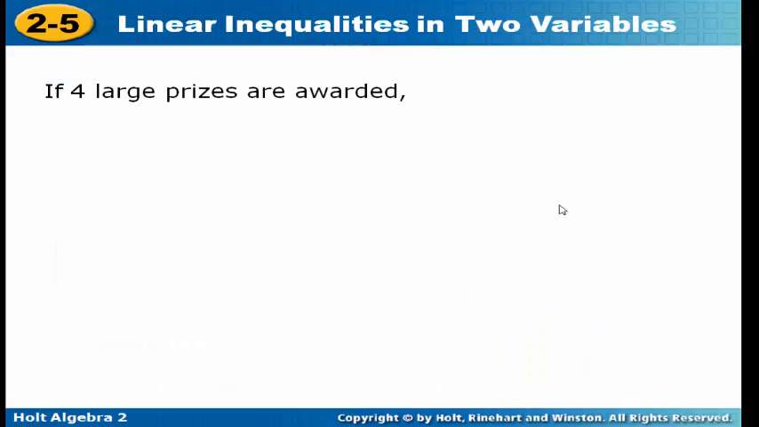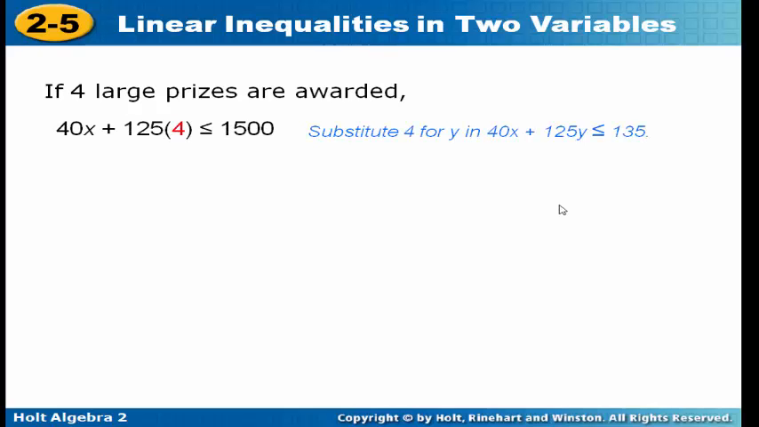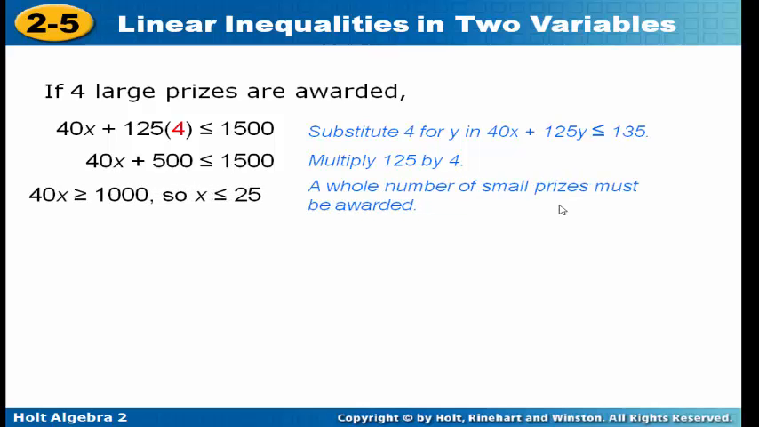If 4 larger prizes are awarded, so 40x plus 125 times 4 is smaller than or equal to 1,500. So 40x plus 500 is smaller than or equal to 1,500. Move 500 by switching the sign. So 40x smaller than or equal to 1,000, and x is smaller than or equal to 25.